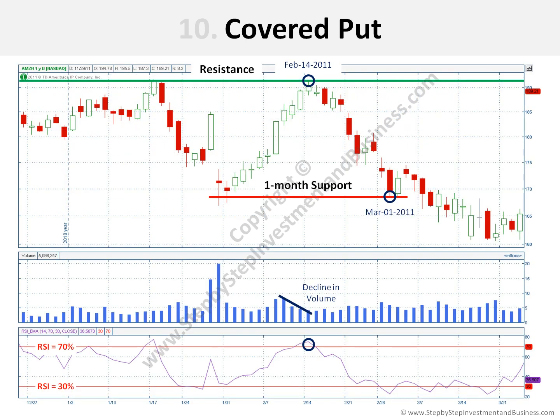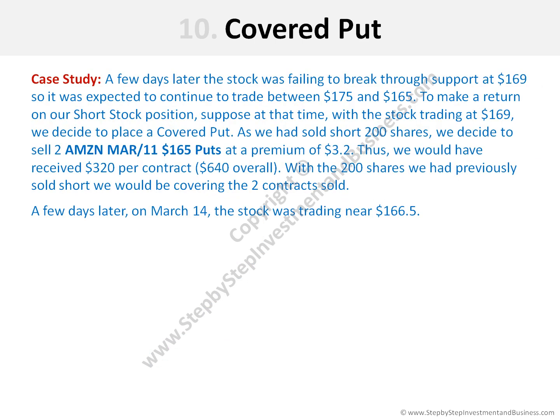That can be seen here. We sold the shares on February 14, the day we got the bearish signal, and a few days later, the stock started to fall until it reached the price of $169 on March 1st, touching the 1-month support. A few days later, the stock was failing to break through support at $169, so it was expected to continue to trade between $175 and $165.